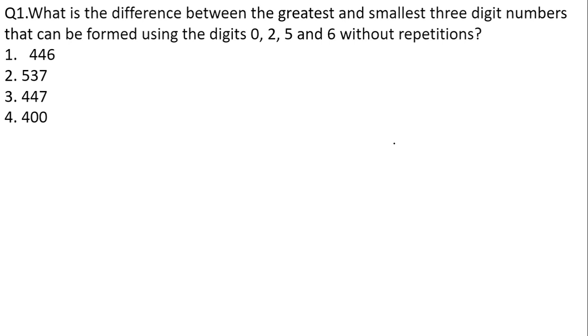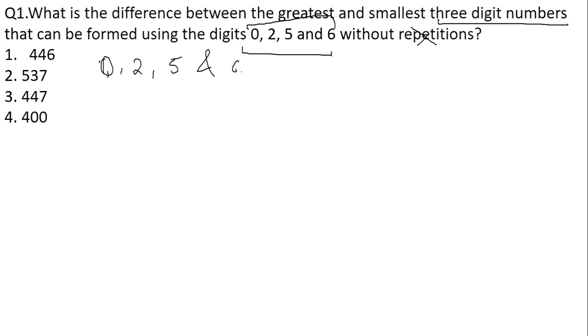This is the first question. What is the difference between the greatest and the smallest 3-digit number that can be formed using the digits 0, 2, 5, 6 without repetition? So here they have asked us not to repeat the numbers, first thing. And the second thing, that you have to form the largest and smallest 3-digit number from these given 4 digits, right? That is 0, 2, 5 and 6. These are the 4 digits that they have mentioned.